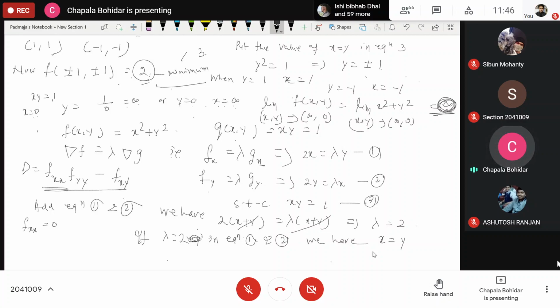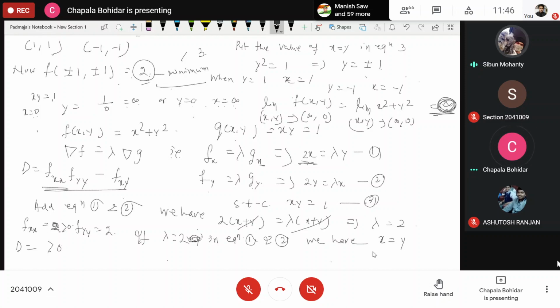Is f(x) zero or not? Sorry, it is 2. Fy is also 2. It is greater than 0. Then d is equal to 4, greater than 0. So what type of value are we getting?